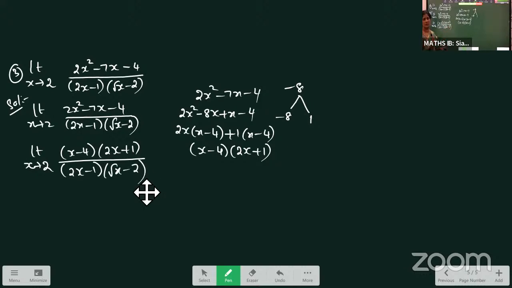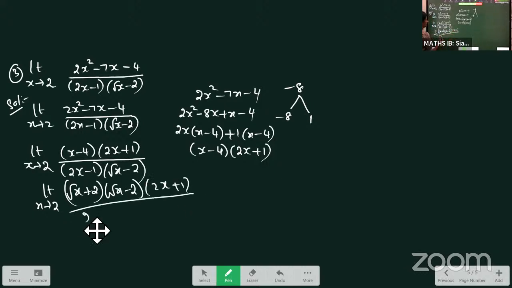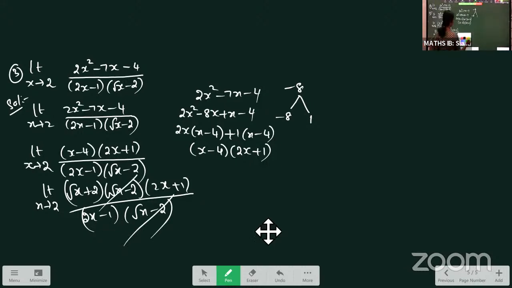Simplification means any one of the terms should cancel. So here nothing is going to cancel, so we have to think in another way. X minus 4 is there. X minus 4 we can write as (root x plus 2) into (root x minus 2). So root x plus 2 into root x minus 2, into this 2x plus 1 as it is, by (2x minus 1) into root x minus 2. Here root x minus 2 gets cancelled. So this is your side work.